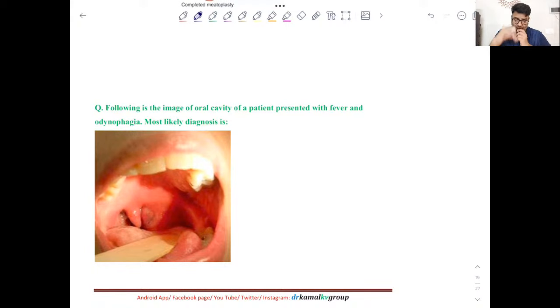And here a clinical image of the oral cavity has been given, and the person is having fever and odynophagia. So what can be your diagnosis here? Yes, anyone? What can be the diagnosis if you have a patient who had come to you with fever and odynophagia? Now the word odynophagia means painful swallowing or deglutition.